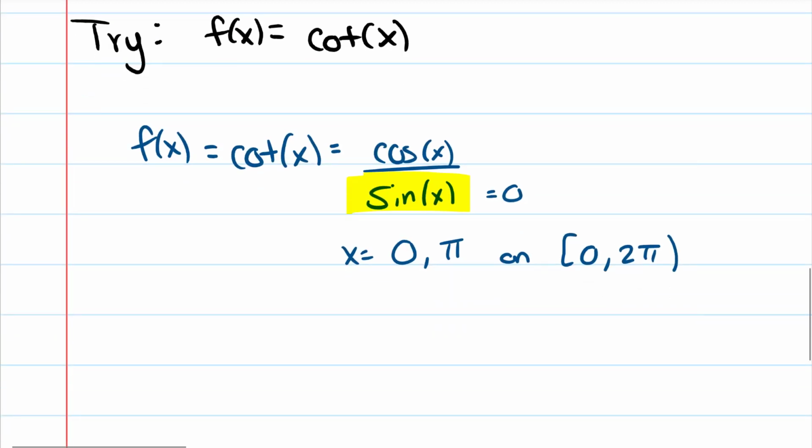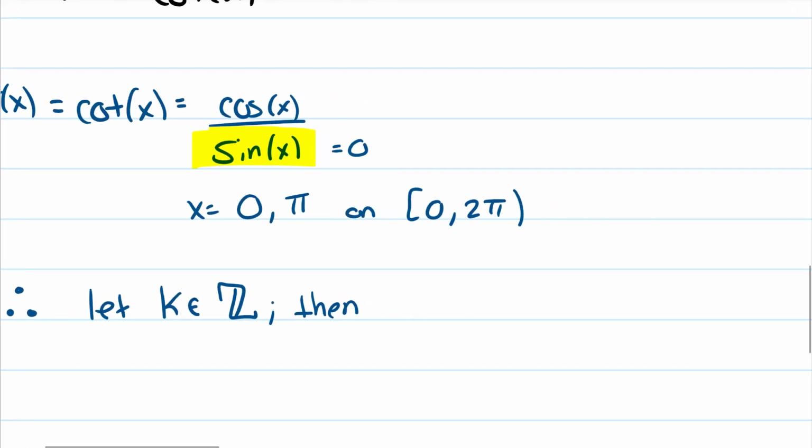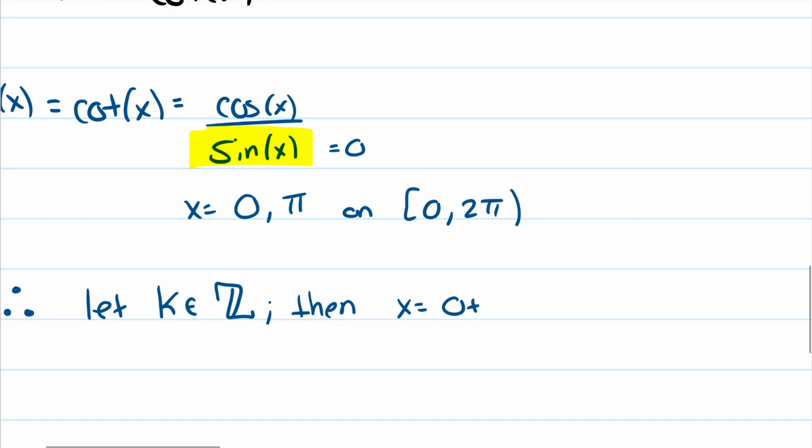So then our vertical asymptotes are going to be, we let k exist in the integers, then x is equal to 0 plus pi k, and x is equal to pi plus pi k. But notice that 0 plus pi is pi, so we can condense this down to one statement, which is x is equal to pi k.